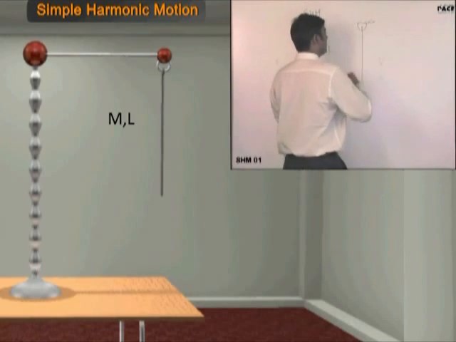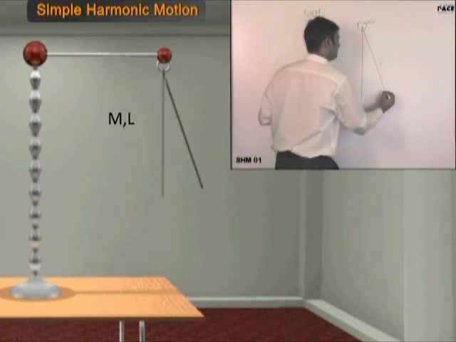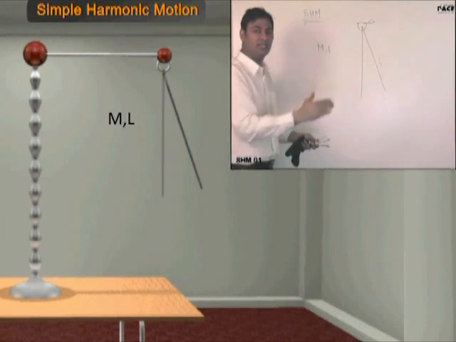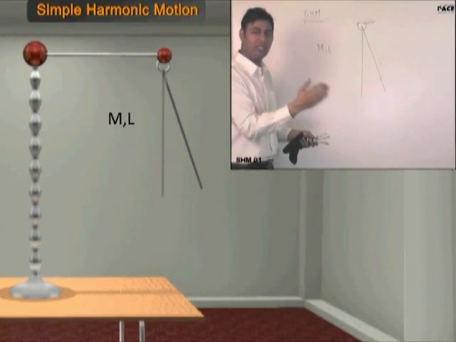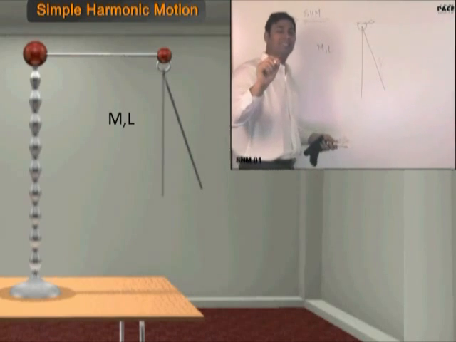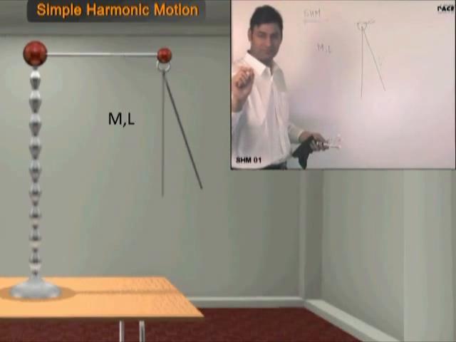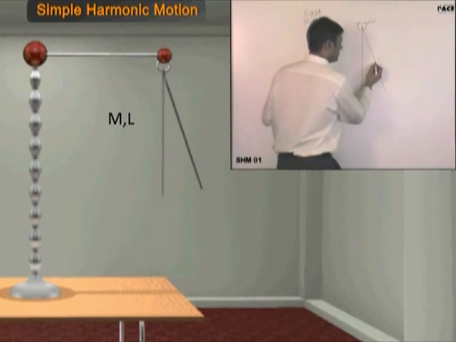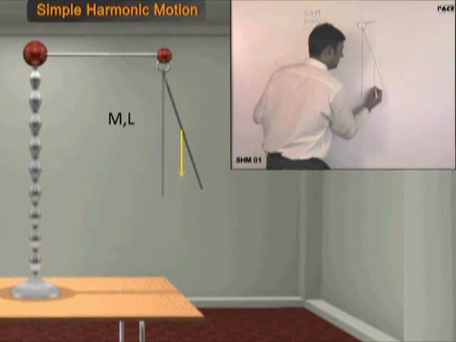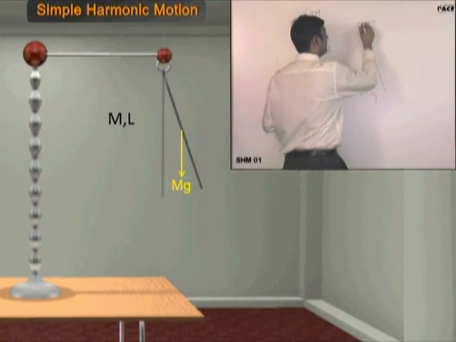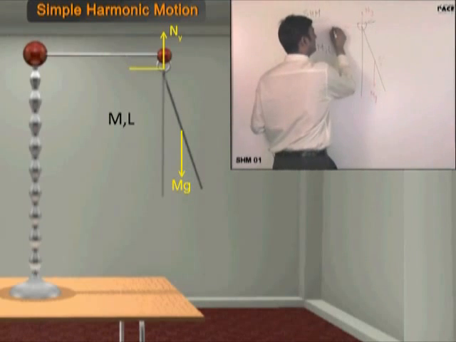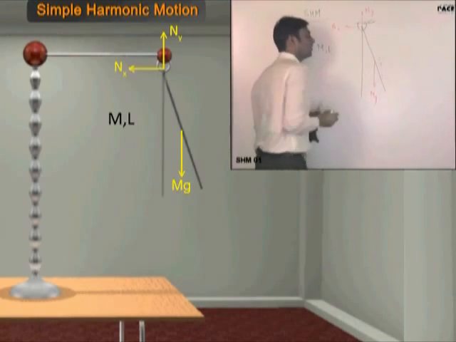I displace it by a small angle d theta. To show you with clarity, I am making d theta very big. Actually, small angle means less than 10 degrees. Now, I mark all the forces: mg, N, y, and x. These are the forces acting on the rod.